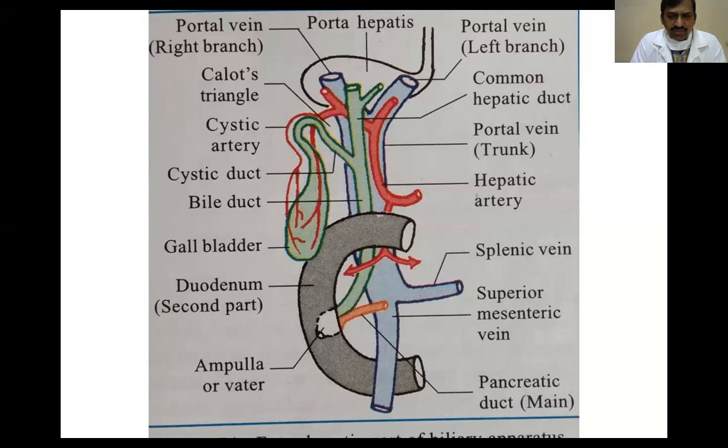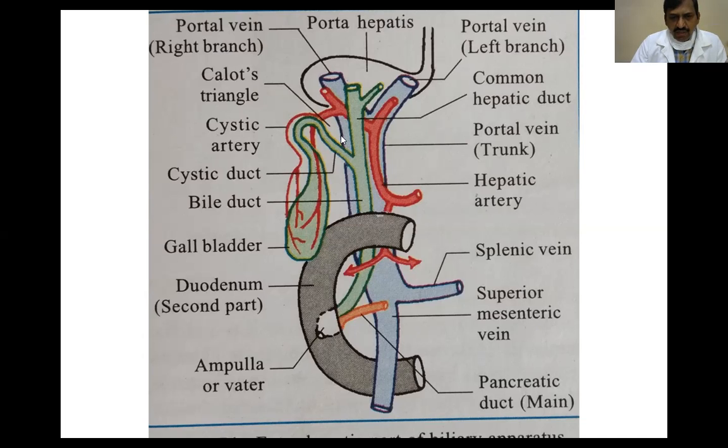Murphy's sign positive means there is pain in the upper quadrant, below the right costal margin, that is the right hypochondriac region. If there is pain in the right hypochondriac region, the Murphy's sign is positive. That means the person is suffering from cholecystitis. It may be due to infection or it may be due to formation of stones. That is why this gallbladder is very, very important clinically.